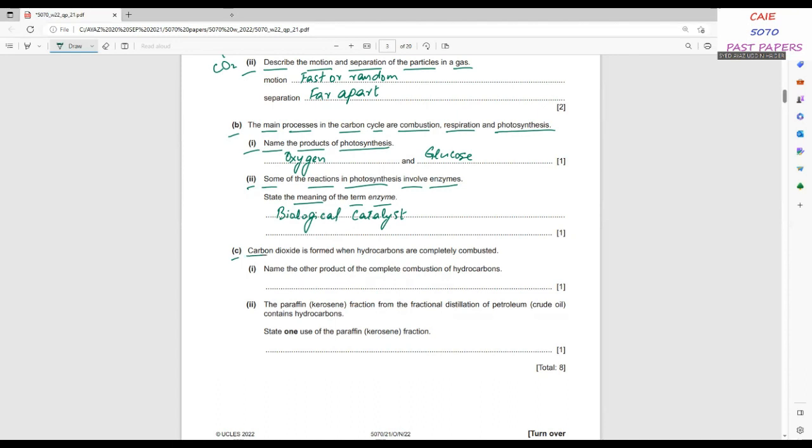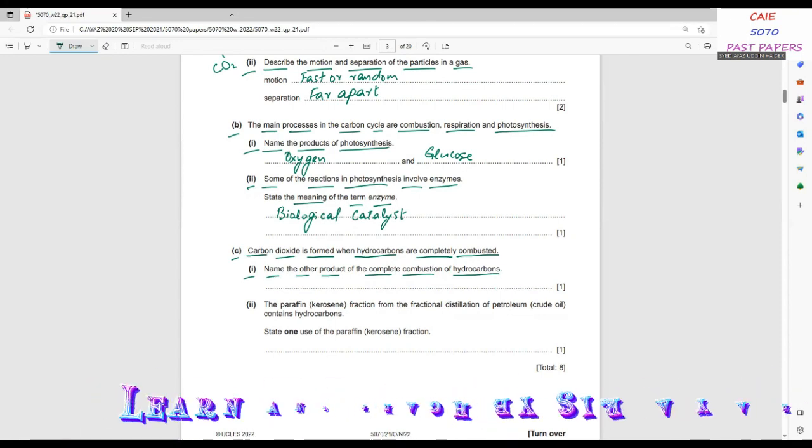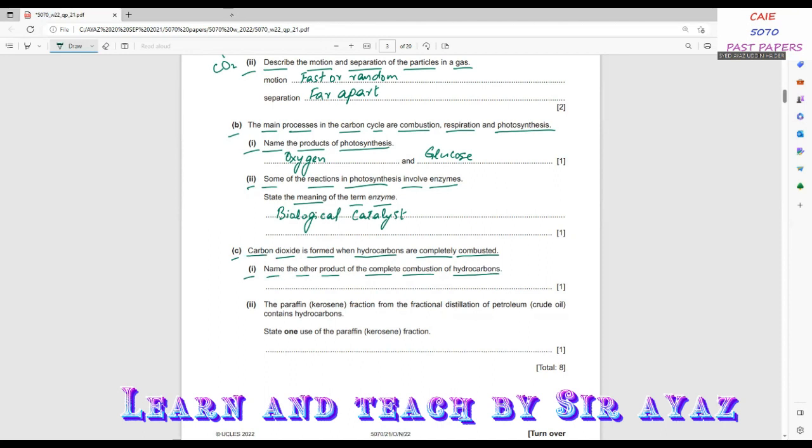Number C, carbon dioxide is formed when hydrocarbons are completely combusted. Number one, name the other product of the complete combustion of hydrocarbons. During combustion, we will always get water as one of the common products. So you'll write water here.